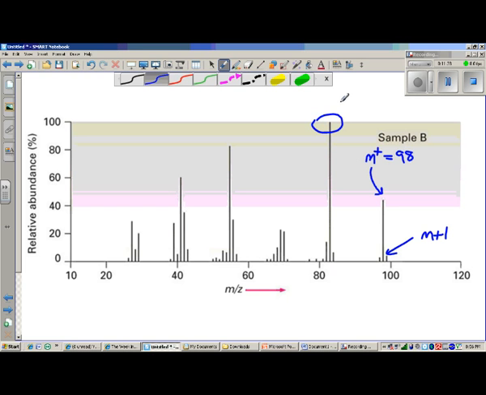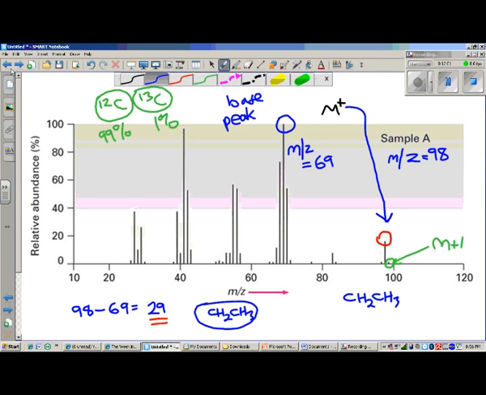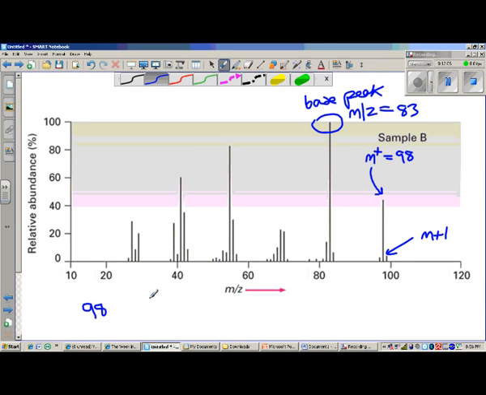When we look at the base peak here, first off we see that it's here. And we see in this case the mass-to-charge ratio is 81, 82, 83. And if we just do the same thing again, 98. When we think 98 and 98 here, these two are probably isotopic in some way. 98 minus 83 gives us 15.